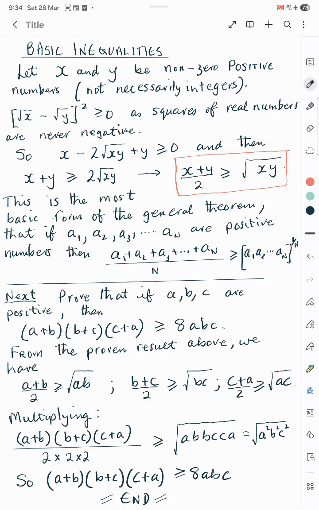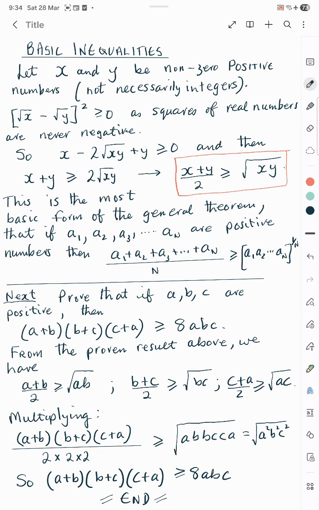Okay, so if we square root of x minus square root of y, that will be equal to or greater than 0. So expanding that bracket, we'll have x minus 2 square root xy plus y equal to or greater than 0. And then from that it easily follows that x plus y is equal to or greater than 2 square root xy. And that means x plus y over 2 is equal to or greater than the square root of x times y.